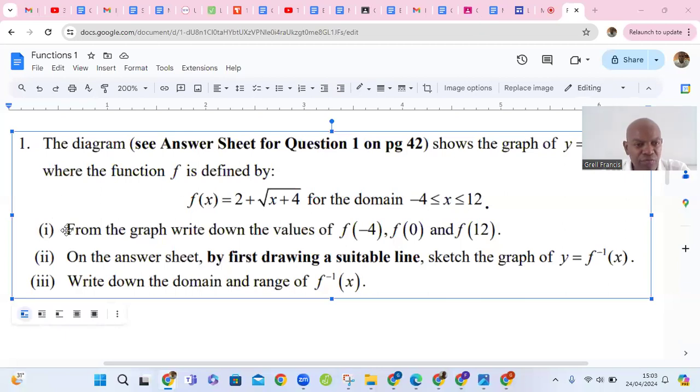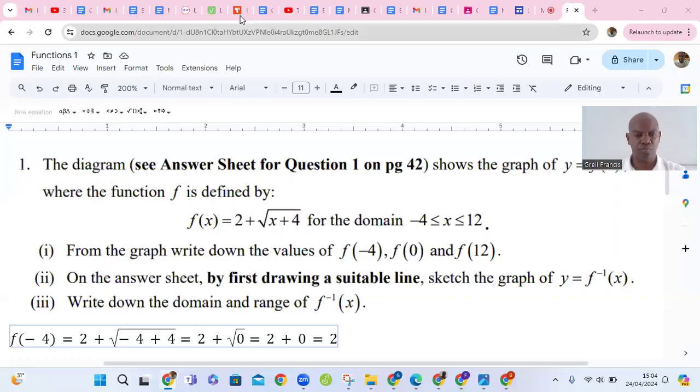So part 1 says, from the graph, write down the values of f of -4. Okay, let's prove f of -4 in the function. But before we go to the graph, we have proven that f of -4 is actually 2. Because we substitute -4 in the place of x, -4 plus 4 is 0, the square root of 0 is 0, 2 plus 0 is 2. But let us prove that in the graph.